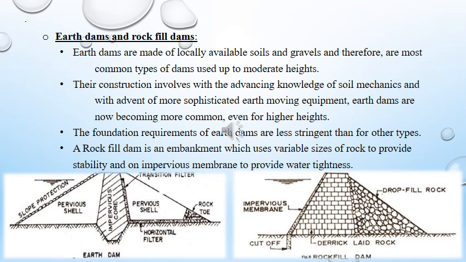But in the case of the rock fill dam, the rock fill is formed of loose rocks and boulders piled in the river bed. A slab of reinforced concrete is often laid across the upstream face of a rock fill dam to make it watertight. Now, the Tehri dam is an earth and rock fill dam, that is, a combination of both.